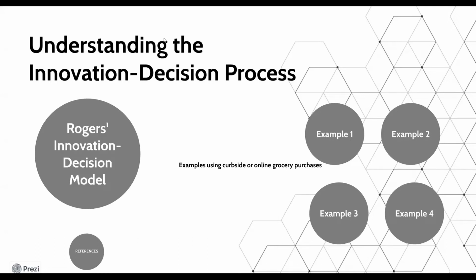Today we're going to go over the innovation decision process from Rogers' textbook. He presents a model which is easy for us to use, overlaying with different case studies or examples to understand the process that individuals or organizations go through in order to decide whether they adopt or reject certain innovations. First, we'll review the model itself.